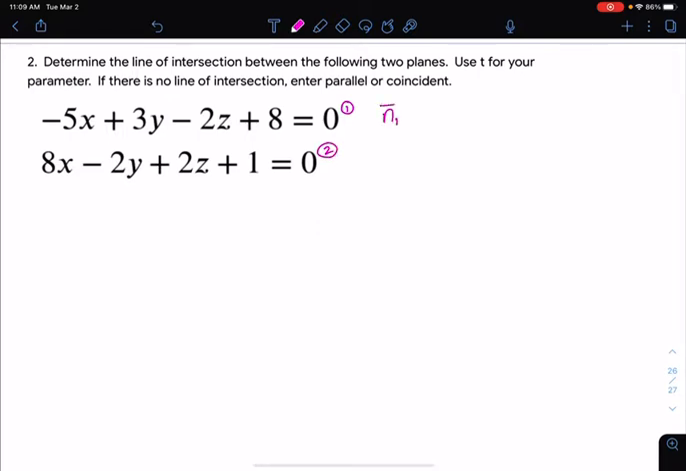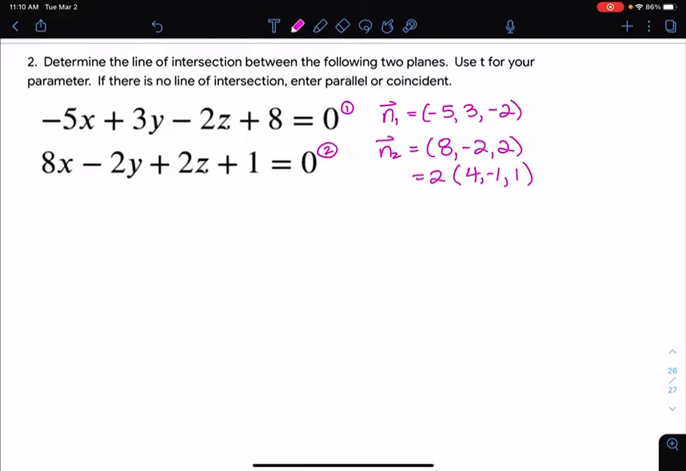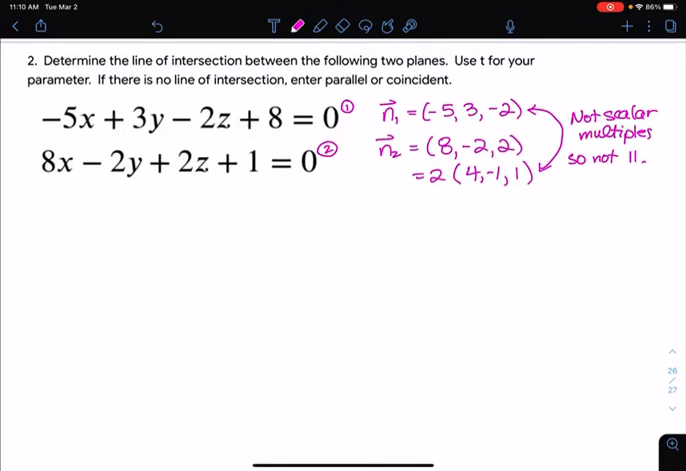The normal for equation 1 is -5, 3, -2. The normal for equation 2 is 8, -2, 2, which can reduce, or we can factor out a 2 and get 4, -1, 1. Now both of these are reduced as low as they can go in normals, so these two are clearly not scalar multiples. So not parallel. So that means I can solve this system to find a line of intersection.